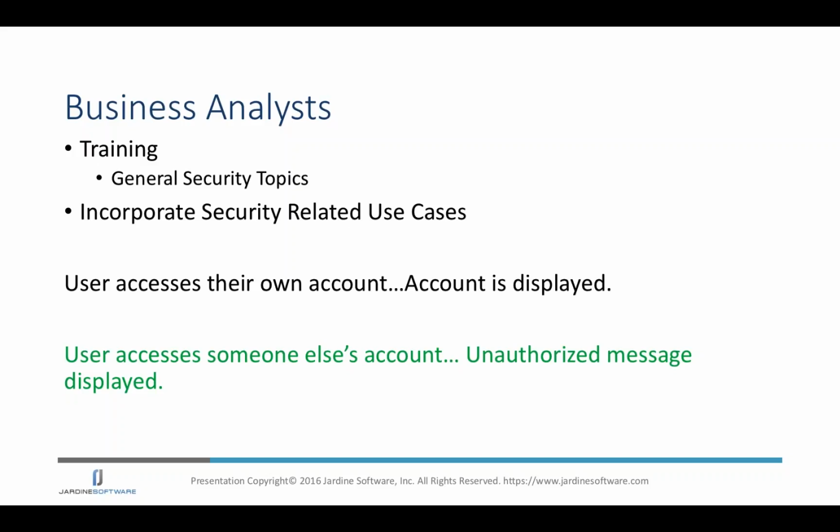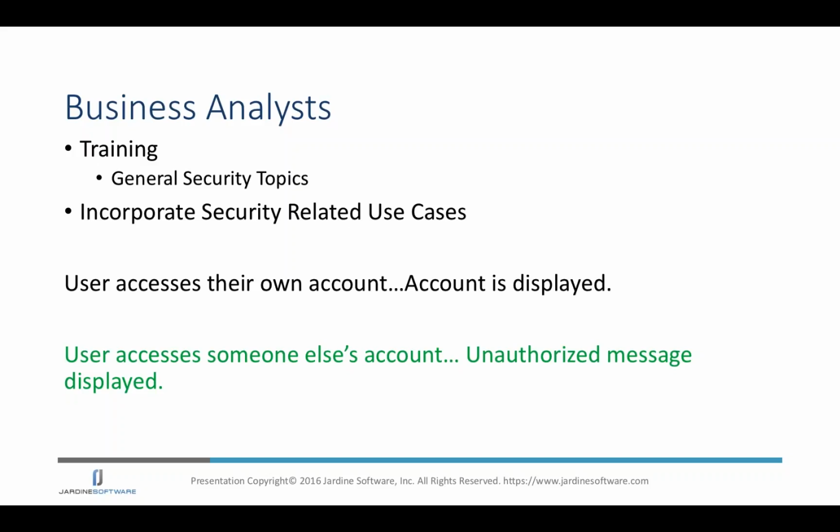Typically what we see is a user story sent over to the dev team that says, hey, user accesses their own account, their account is displayed. It's a very basic user story, but it gets the point across. But what we don't see is a user story that says user tries to access someone else's account, unauthorized message displayed. Right? We typically don't see that when we're doing these things.